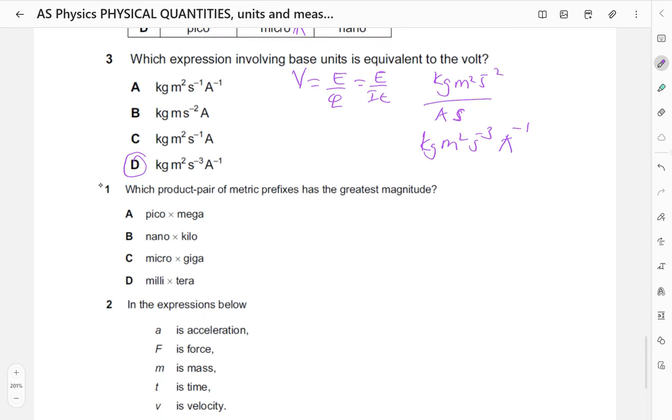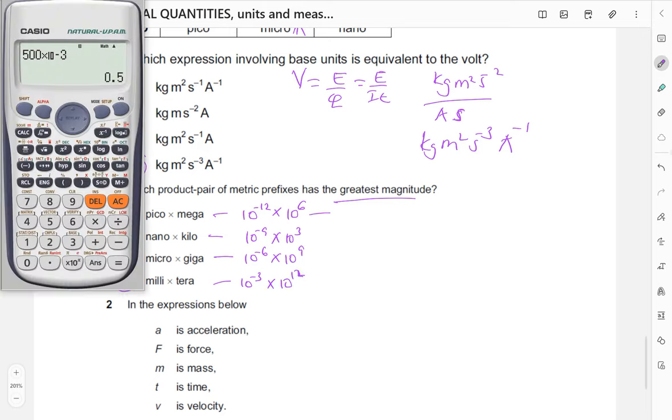Which product pair of metric prefixes has the greatest magnitude? Greatest magnitude. So we want the product pair. And I think the answer is going to be D. Why? We can check all of them. Pico, 10 power negative 12, times mega, 10 power 6. Then nano is 10 power negative 9 times 10 power 3. Micro is 10 power negative 6 times 10 power 9. Milli is 10 power negative 3 times 10 power 12, tera.